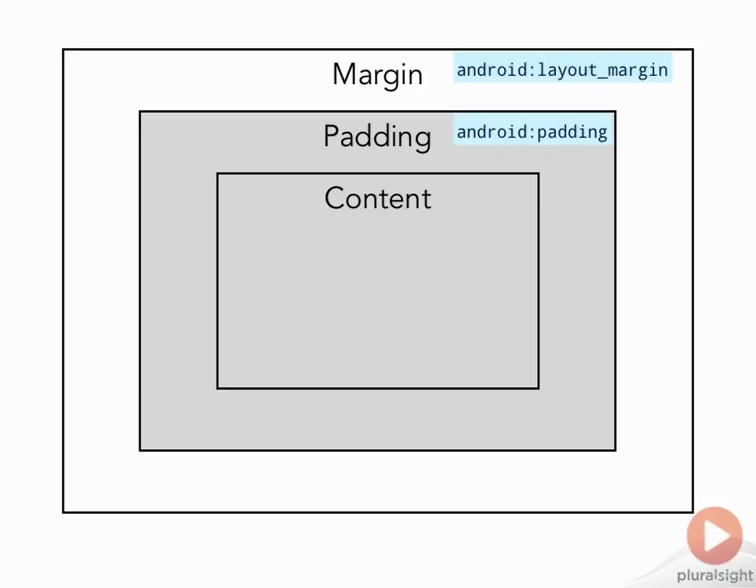When an attribute in the view has the word layout in it, it means that it is defined in relation to the parent. So earlier we saw layout width and layout height, and the reason why it has the word layout is because when you specify things like layout width equals match parent, it needs to know how big the parent is. So this is a really good way to remember: margin is outside of the view in relationship to the parent, whereas padding stays within the view itself.